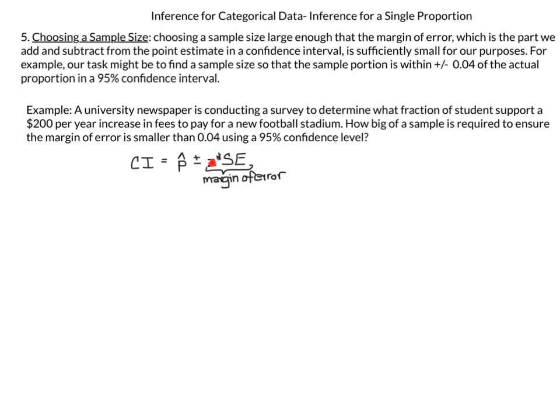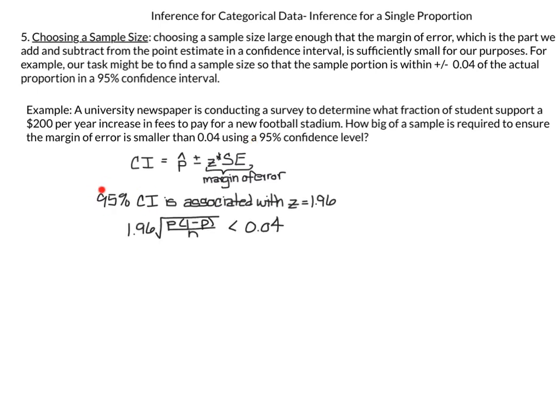The z star here, the z-score, comes from our confidence level. The SE, that's the part we're going to look at. It does have n in the formula, the sample size, so this is where we're going to focus our attention. Our 95% confidence level gives us z star of 1.96. Then our margin of error is the square root of p times 1 minus p over n. This n here is what we're trying to determine, and we want this margin of error to be less than 0.04.